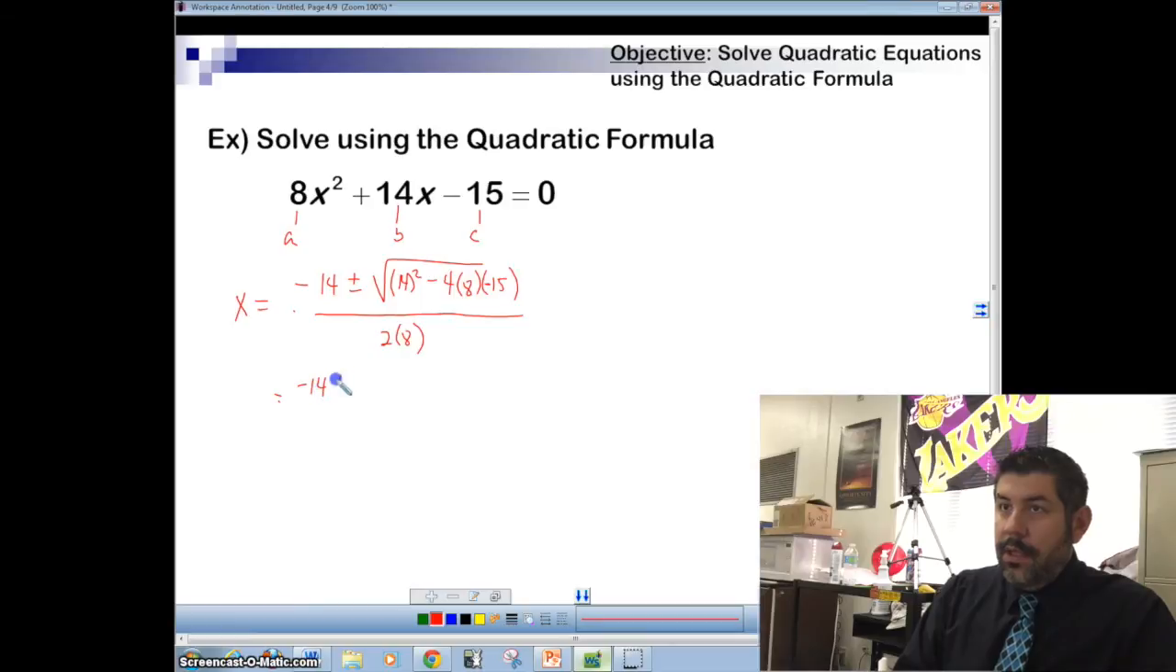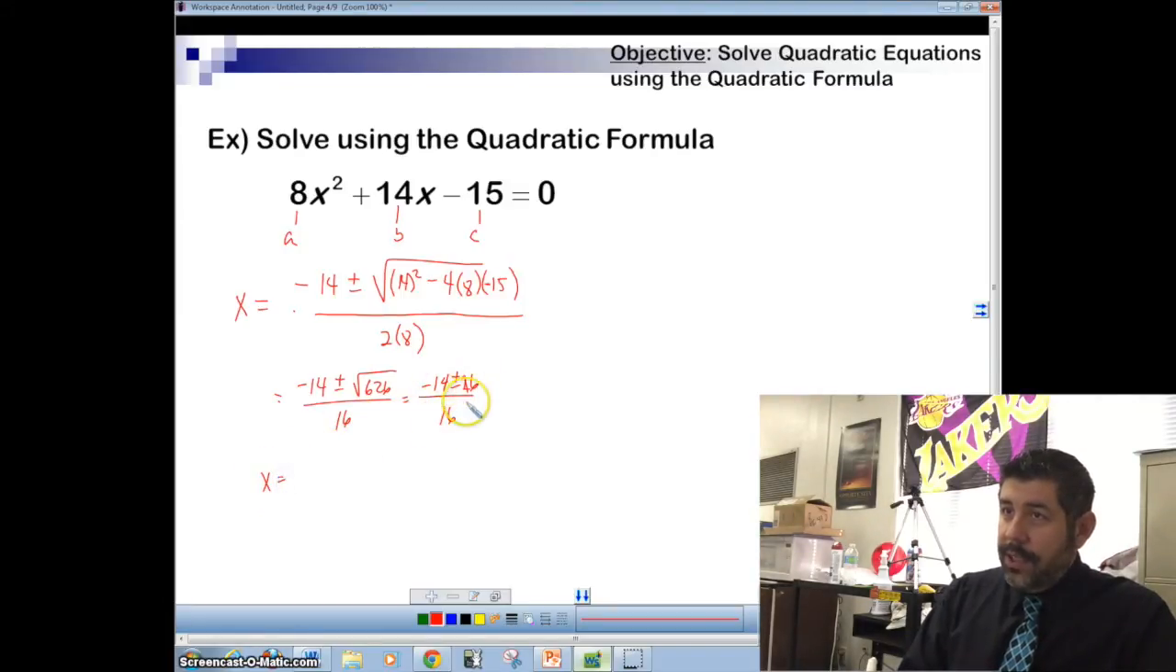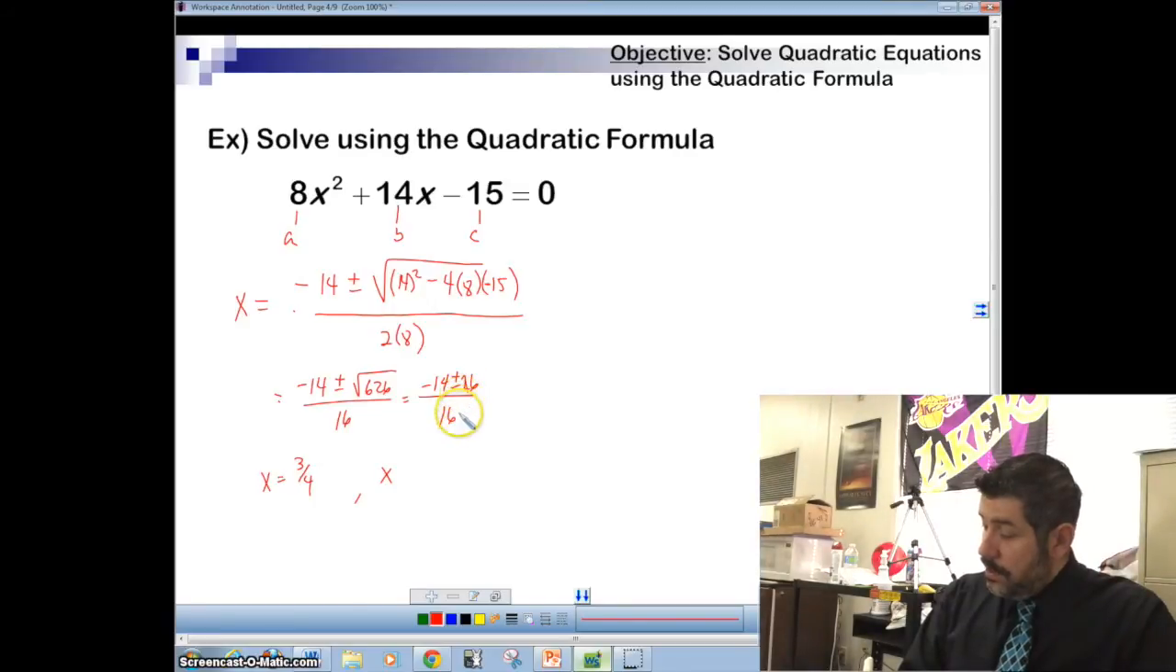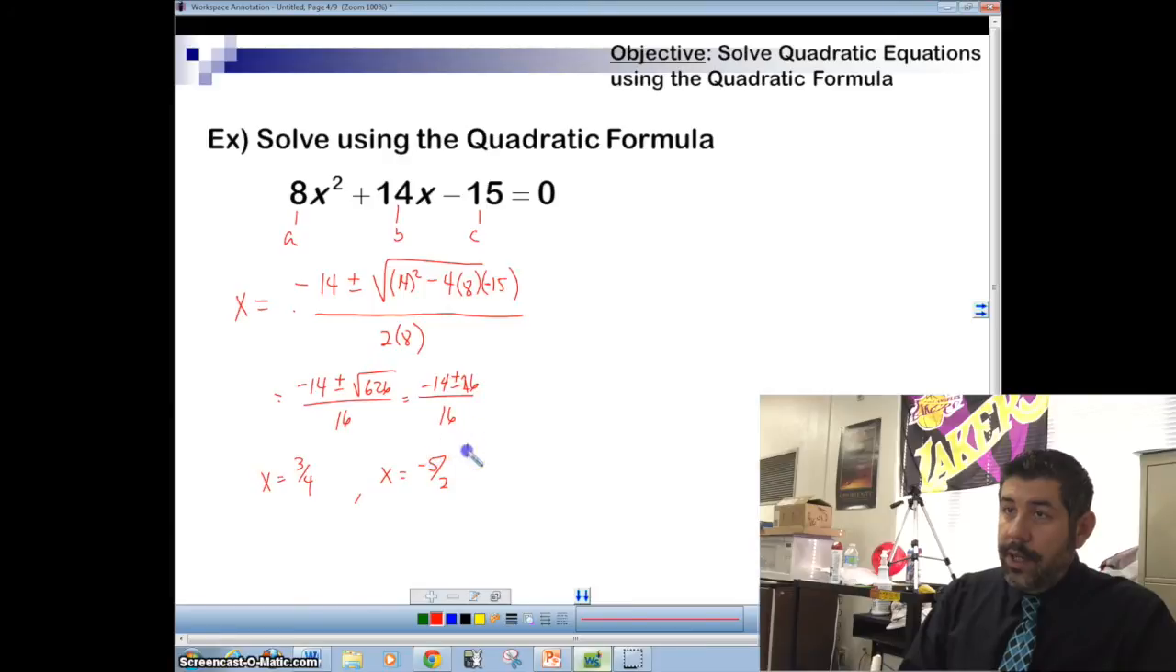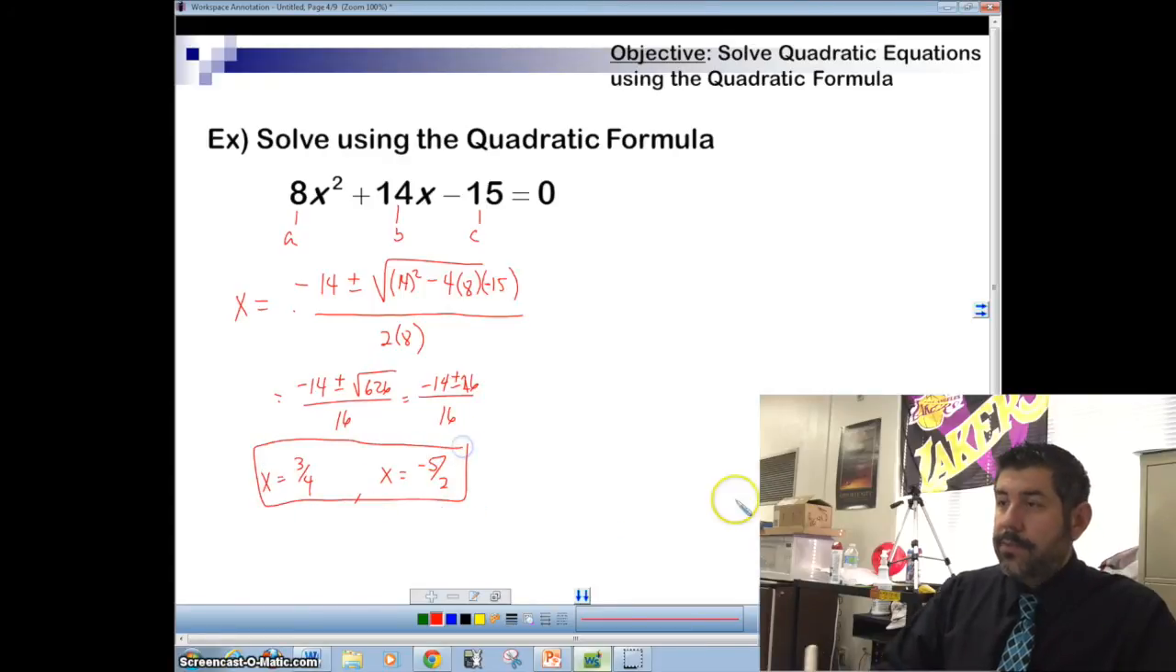negative 14 plus or minus root, I think this is 626 over 16, which actually has a perfect square root, which is 26 over 16. So then when I solve this out, negative 14 plus 26 over 16, I get 3/4. And when I do negative 14 minus 26 over 16, I get negative 5/2. All right, so we got two answers here.